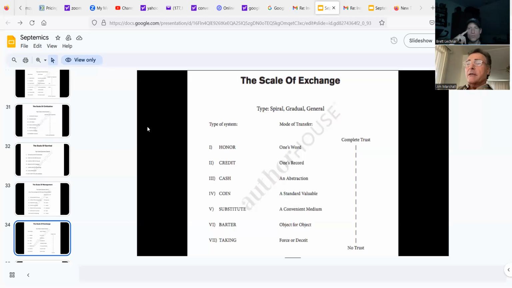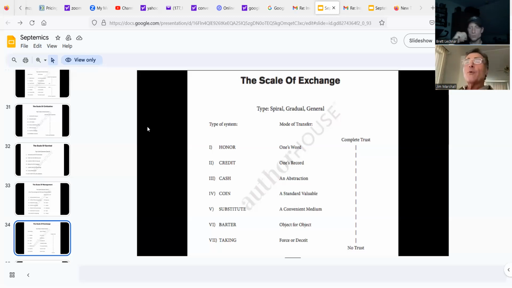So again, see how it corresponds to trust. And at the top, you have honor. So you go to somebody and say, Joe, look, I want to buy this car. Can you give me 5,000? I'll give it back to you tomorrow. Say, okay, he gives you $5,000. You go buy the car. The next day, you give him back his $5,000. That's all on your word. That's where you have the highest trust.